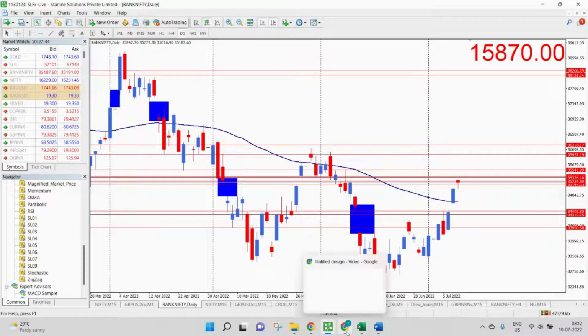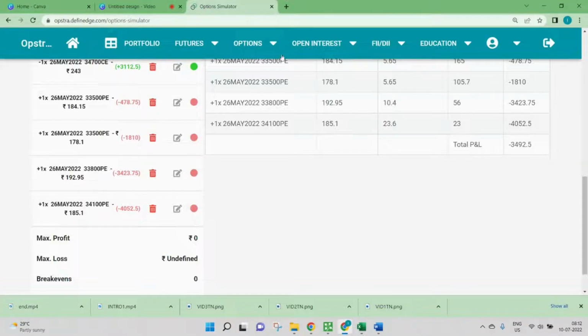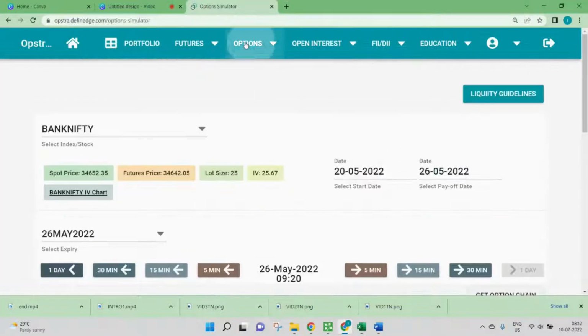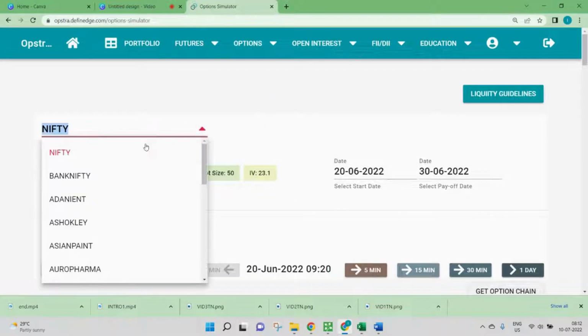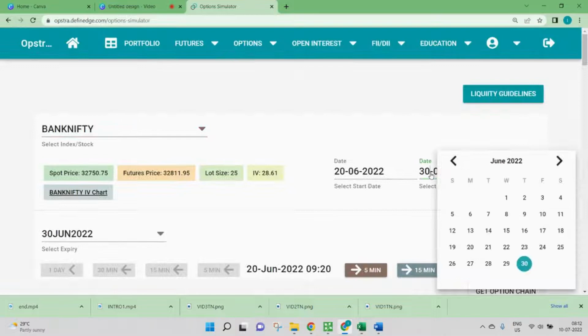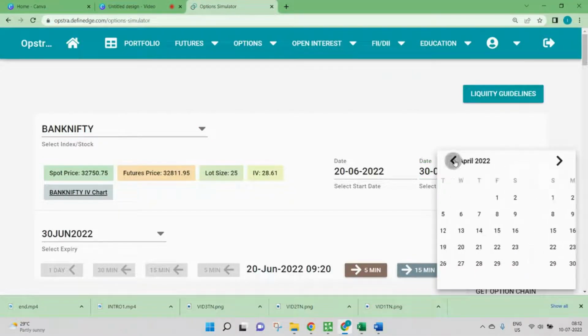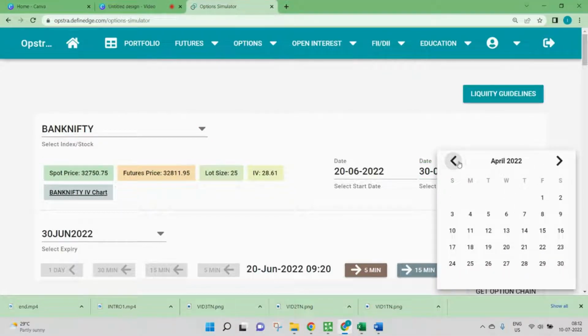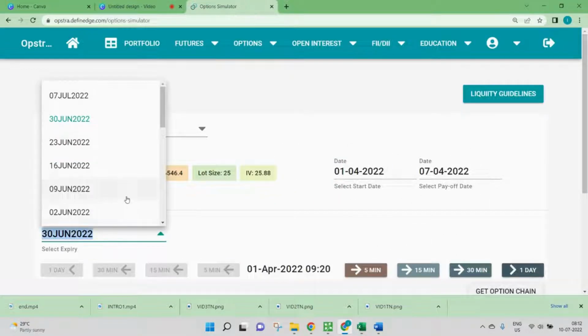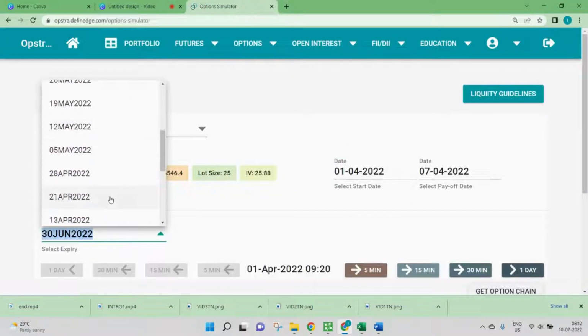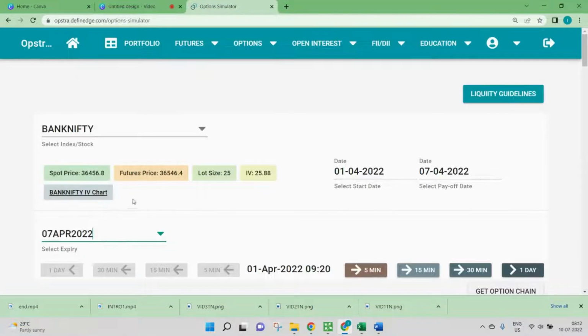So let us start with Opstra. I go to simulation, Bank Nifty. We go to the first week of April expiry. So the expiry is on 7th. Start date will be first. Expiry 7th. Okay, so we are good to go.